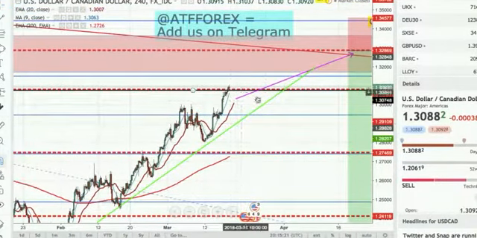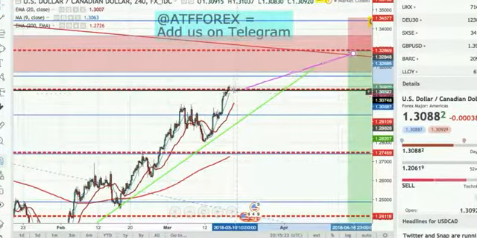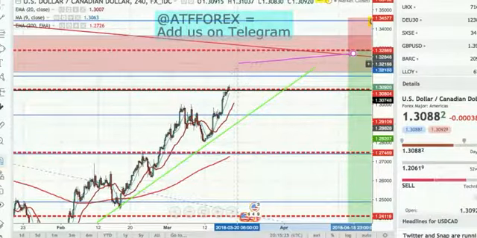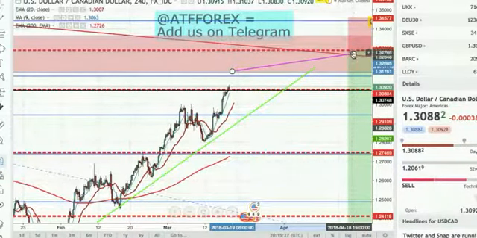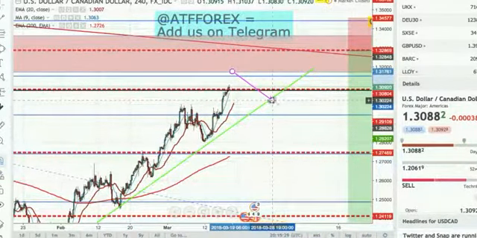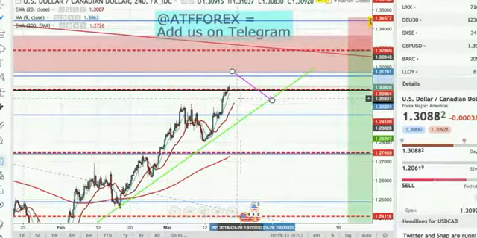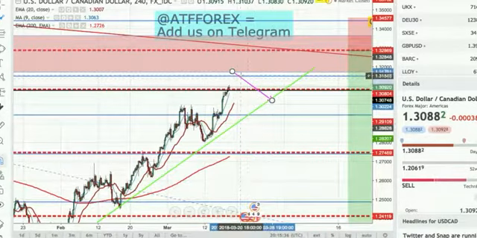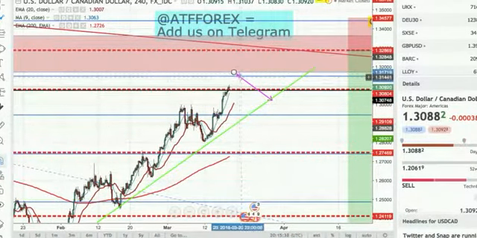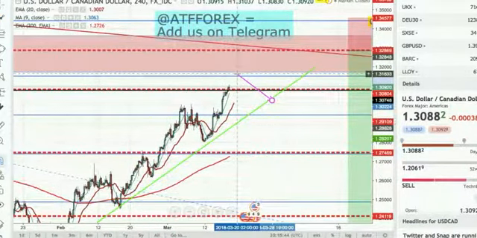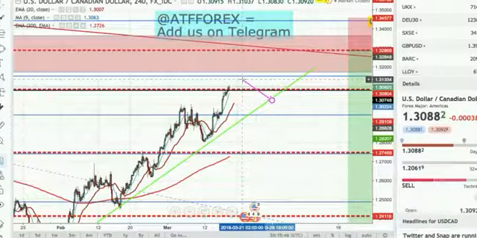So we should rise up, bounce down to the moving average, see another push up. We're going to be looking at this 1.130 level. Again, that's what I'm expecting. Around this 1.130 level, we should see some shorts.